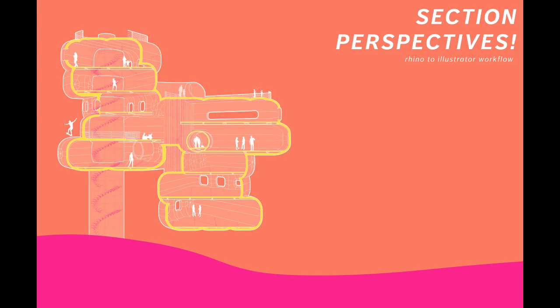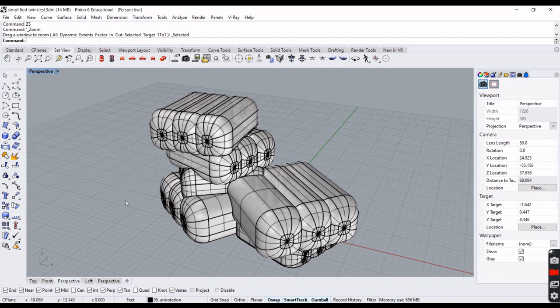Today I'm going to show you my workflow to make this stack of Twinkies into a section perspective and then process the line work in Rhino and transfer it over to Illustrator for the final touches. So let's start with drawing a clipping plane.